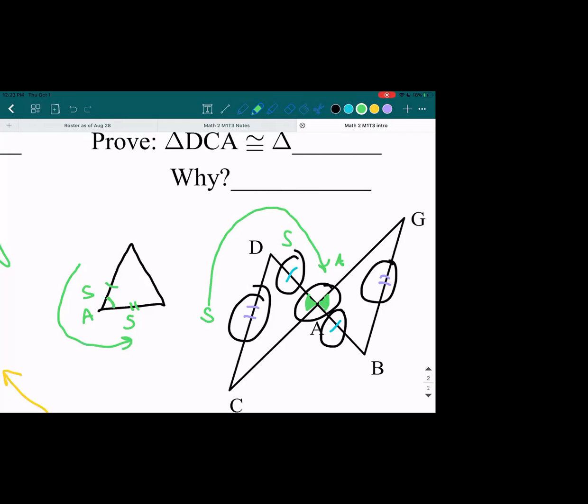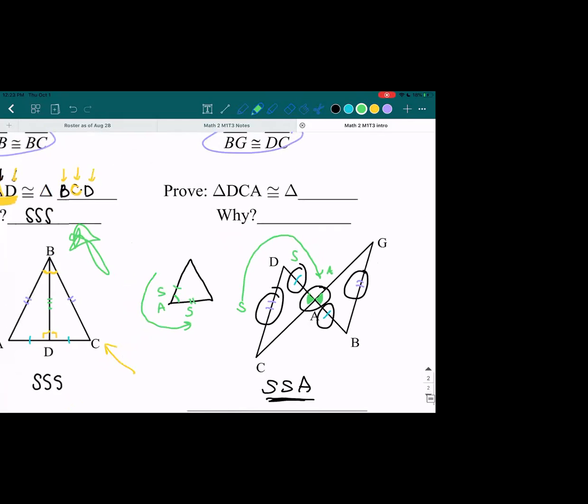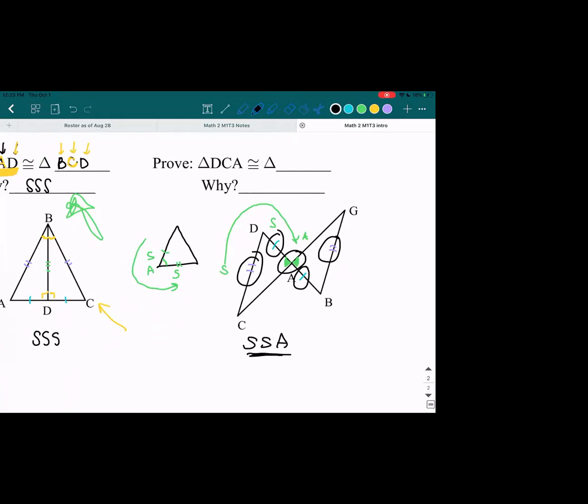Okay, cool. Said thanks in the chat. You're welcome. The internet was so bad, I couldn't hear you for a good 3 minutes. But we have SSA, and according to our notes, SSA does not give you congruent triangles. So all you have to write here is not congruent.